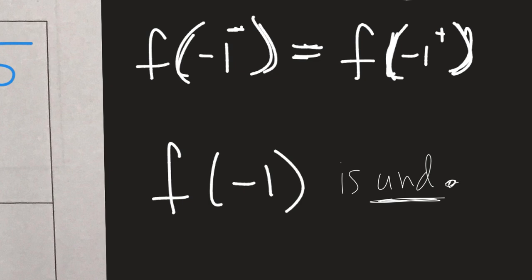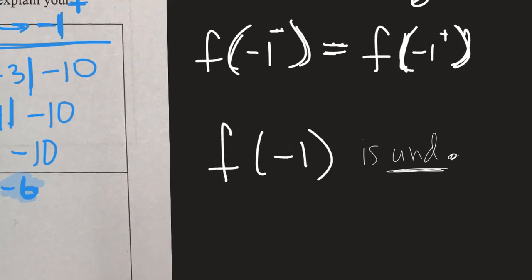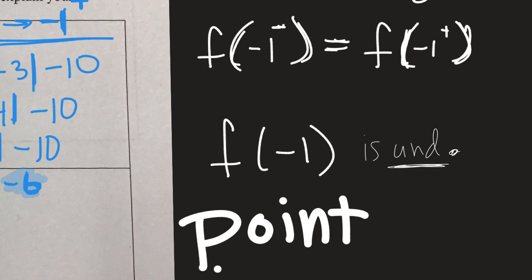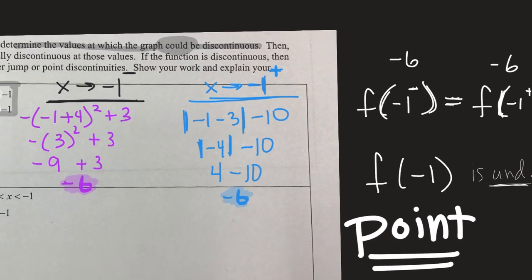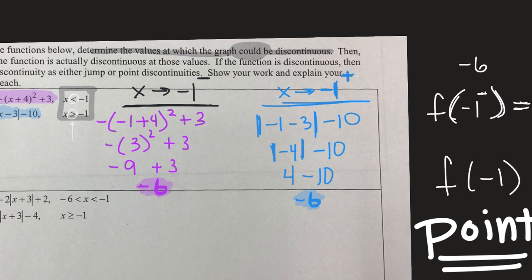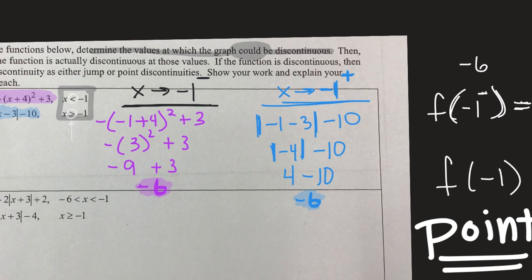So if we have the left side equaling the right side, but our value at -1 is undefined, what can we say about our discontinuity? That there is a point discontinuity. Okay, so that's our analysis. You find the left side y value, you find the right side y value, and then you find the middle y value, and you evaluate, right? We analyze and we get point discontinuity.